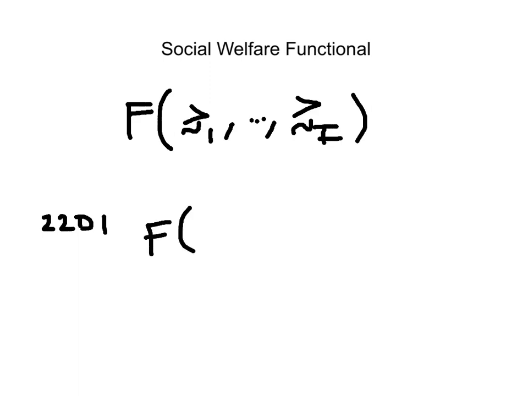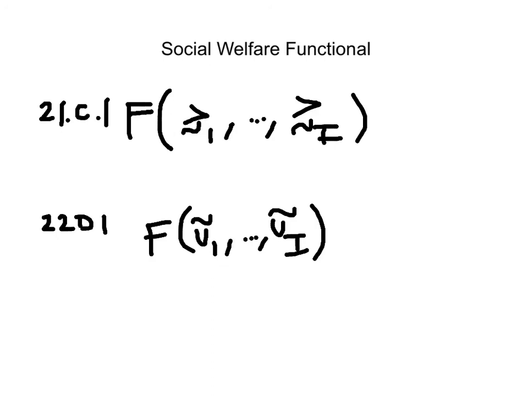So we have a function that looks like this. But in both cases, and this first definition here is found in chapter 21, this is definition 21.C.1, in both cases, the social welfare functional is a social ranking of alternatives. It's a preference relation. It is not a utility level or a social utility level.